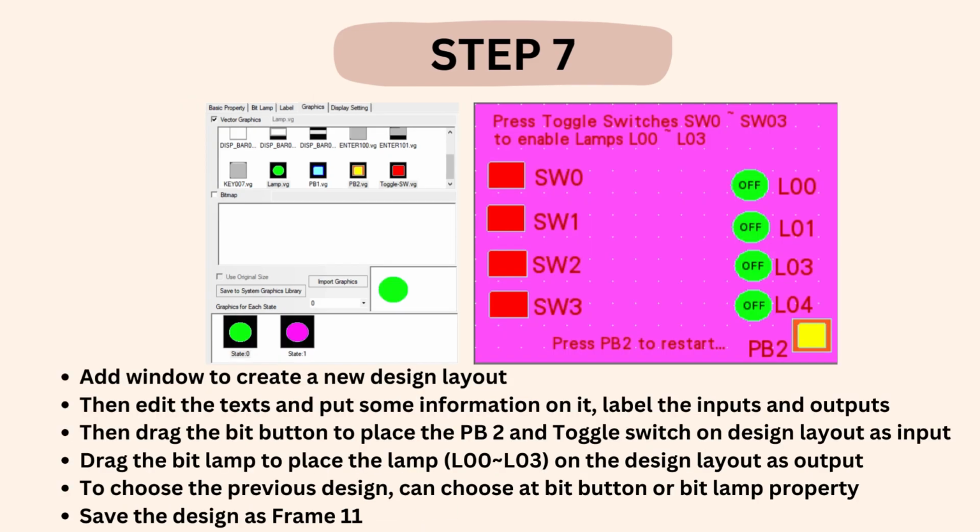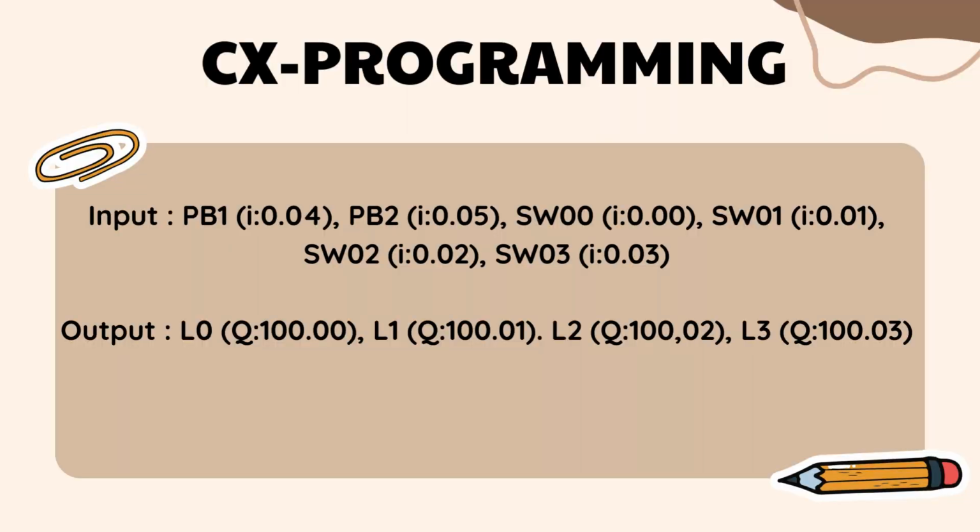For the last step, step 7, add a window to create a new design layout. Then edit the text and put some information on it. Label the inputs and outputs as in the figure above. Then drag the bit button to place the PB2 and toggle switch on the design layout as inputs. Drag the bit lamp to place the lamps L00 until L03 on the design layout as outputs. To choose the previous design, you can choose it at the bit button or bit lamp property and save the design as frame 11.